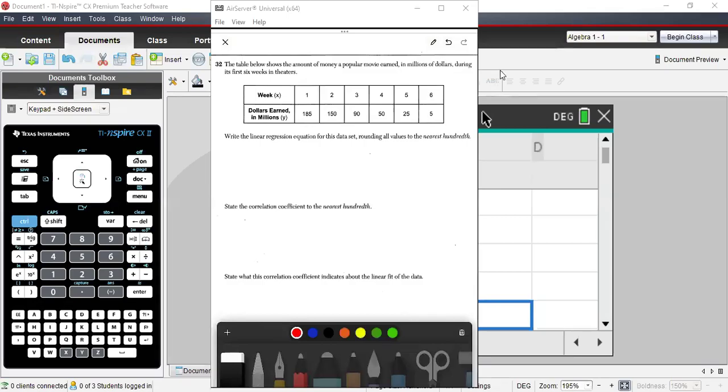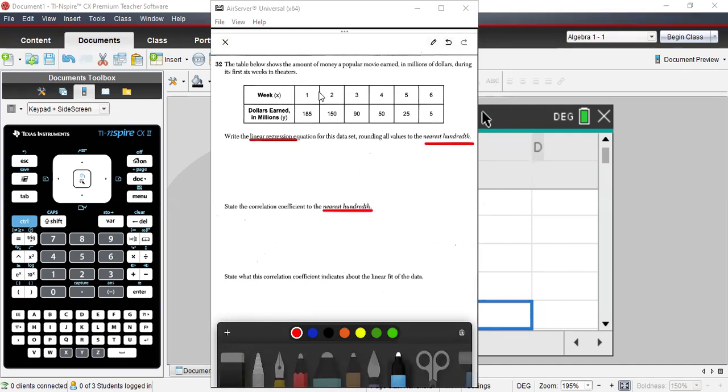This is question number 32 from the June 2024 Regents exam. It's just a linear regression. They have one of these on almost every exam. All you're going to do is put this into a table, come up with the linear regression equation, and round it to the nearest hundredth. Then you're also going to find the correlation coefficient and round that to the hundredth, and you're pretty much going to be done.